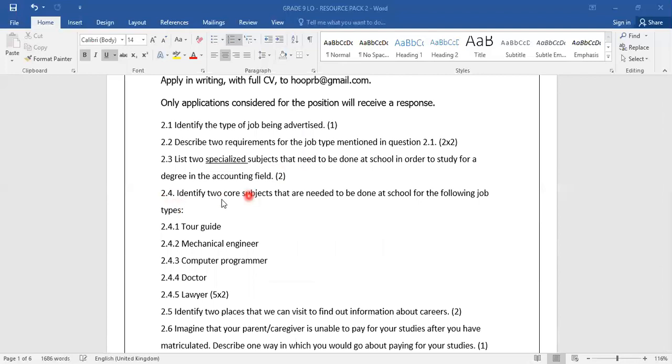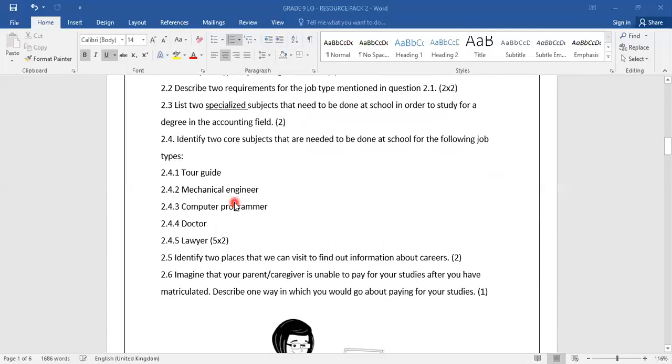requires you to identify 2 core subjects that are needed to be done at school for the following job types. The first one being a tour guide. A tour guide would require tourism and history to be done at school. A mechanical engineer for question 2.4.2 would require physical science and pure maths to be done in school. A computer programmer would require IT, also known as information technology, as well as pure maths, or computer applications and technology, also known as CAT, as well as maths lit.